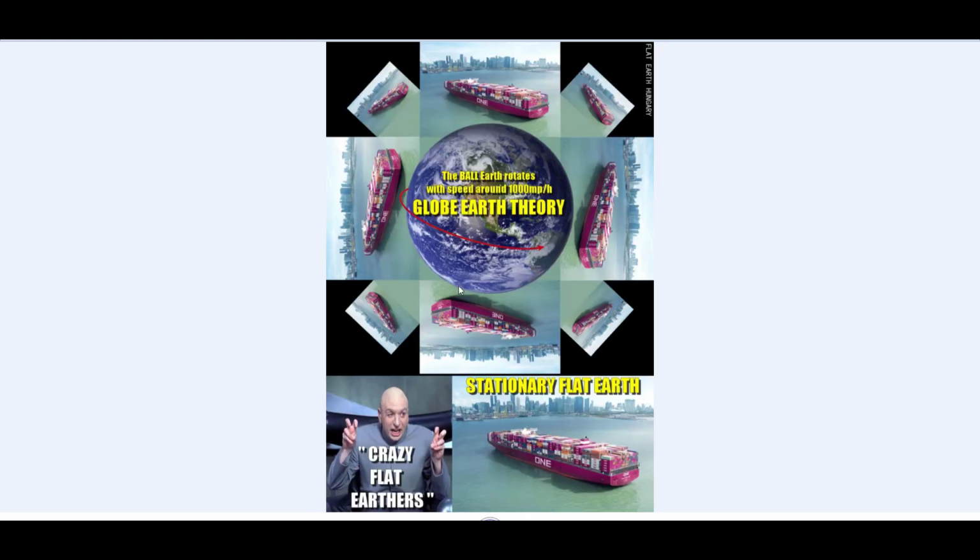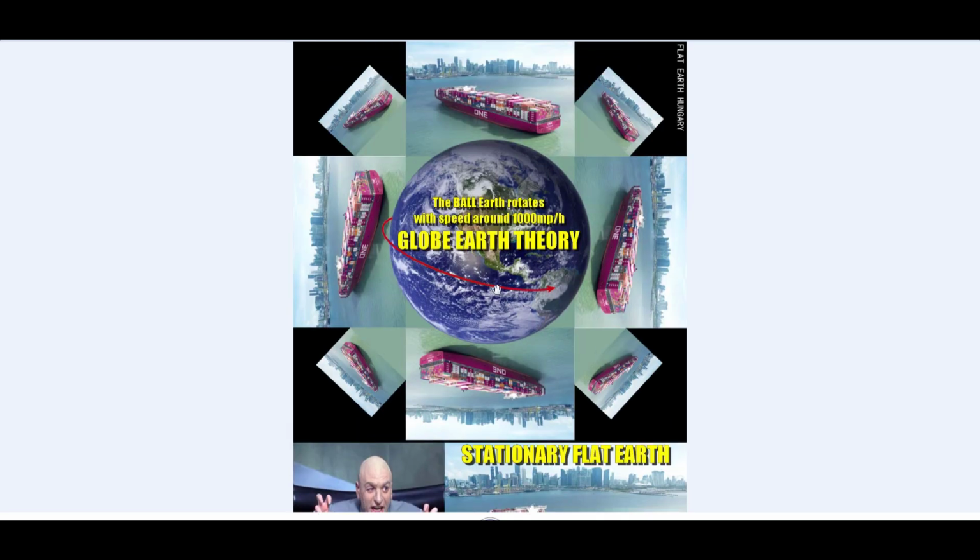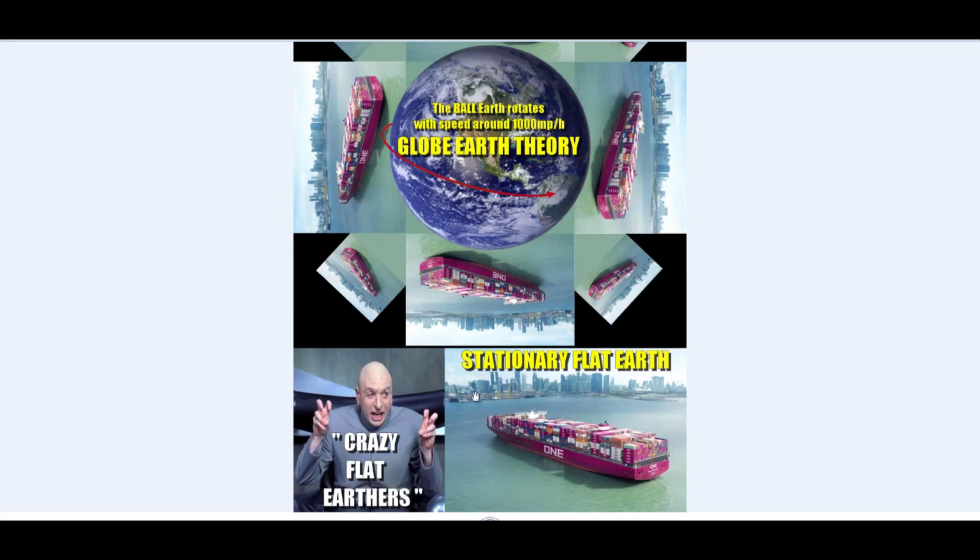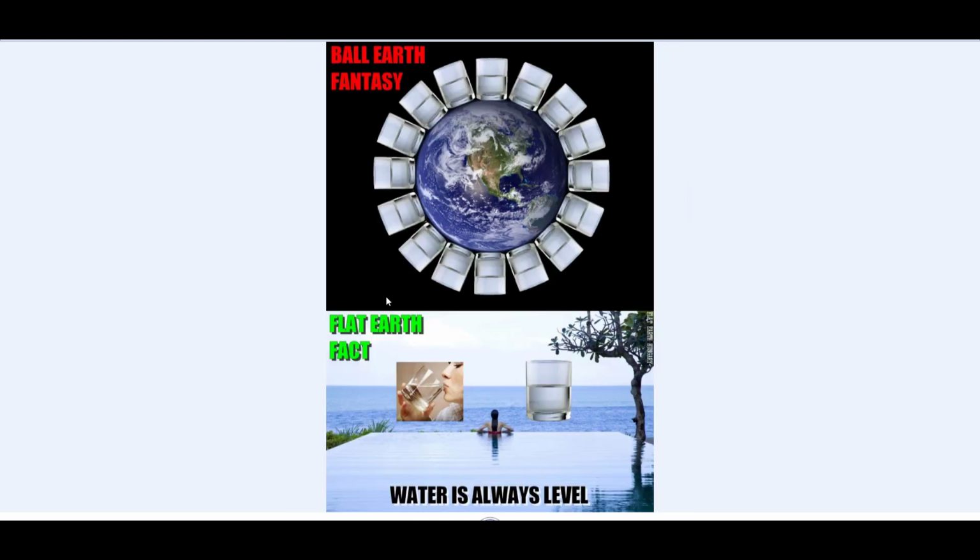proof. This is self-explanatory. The ball Earth rotates with speed around 1,000 miles per hour. This is the globe Earth theory, therefore the ships should be like this across the globe, but the Earth is a flat stationary plane. So ball Earth fantasy versus the flat Earth fact.